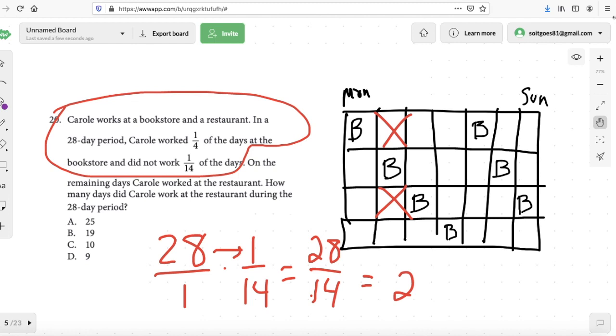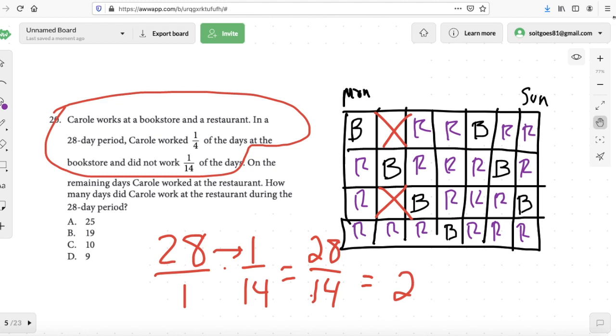Now it says, on the remaining days, Carol worked at the restaurant. That's the next part. Well, we got the calendar here. We can just fill it in. On the remaining days, she's working at a restaurant. So I'm going to fill this in. R, R, R, R, R, R, R, R, R, R, R, R, R, R, R. My handwriting's getting progressively worse. Apologize. R. There we go.